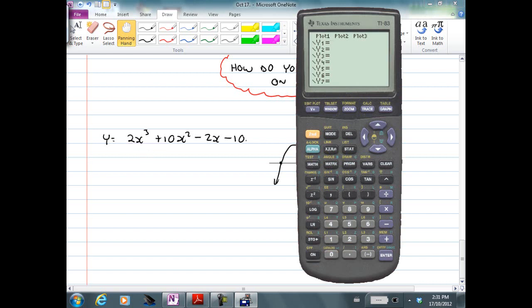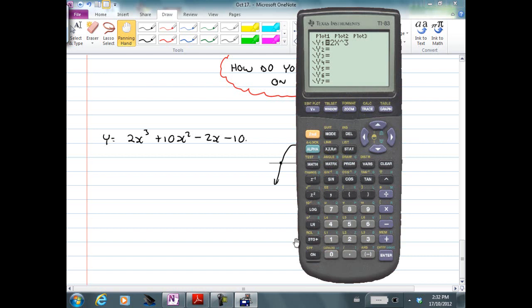You're going to hit 2. Now, there's an x, but the problem is you're going to look for the x key on your calculator. The x key is right beside the alpha button. Hit x. Now, to the power of 3. But your calculator doesn't have a cube button. So this is your exponent, this little hat right here. You can hit exponent, then 3.